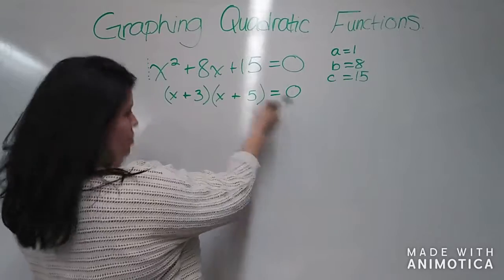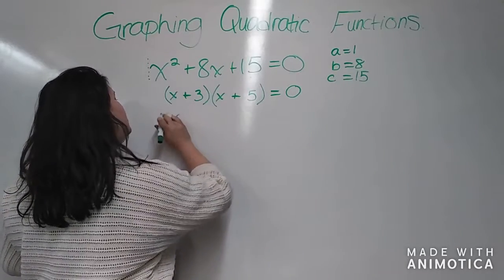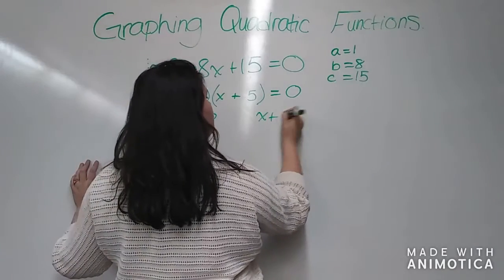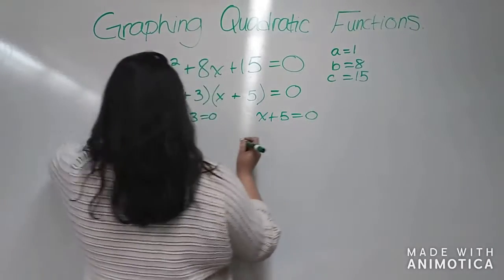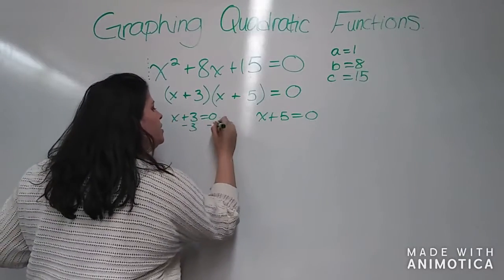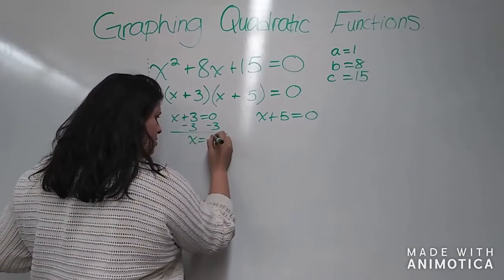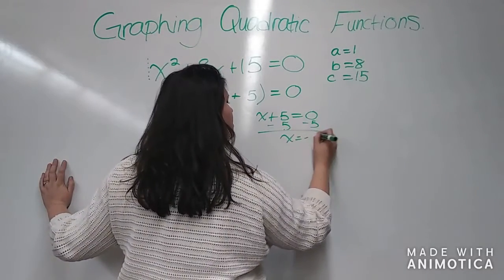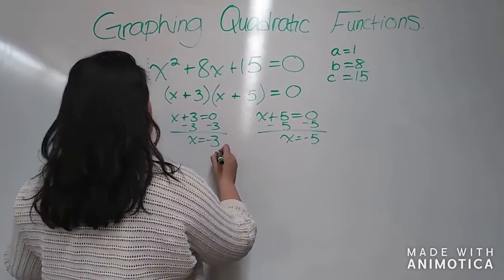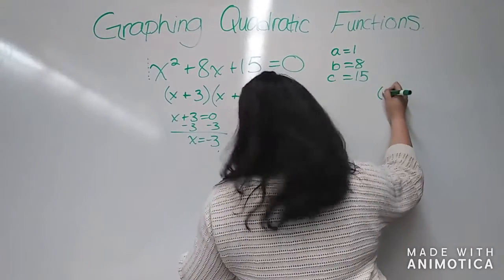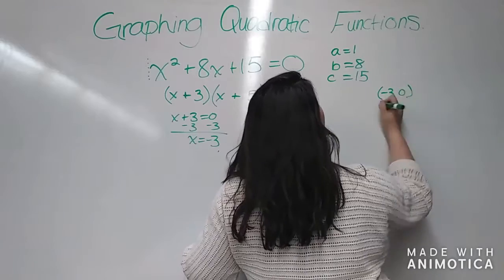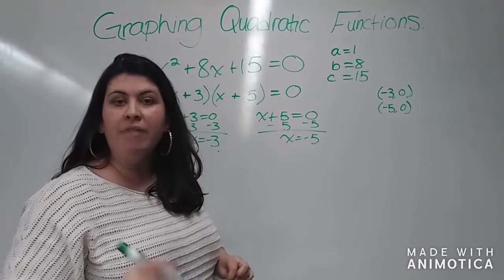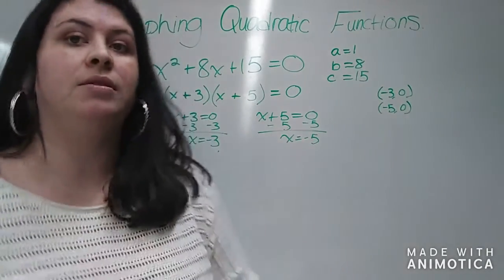Now if you remember, we set both of these equal to 0. And so, quick solution. Our coordinate points, I'm going to write these over here, are negative 3, 0, and negative 5, 0. There are the first 2 points to make a graph. Now we need to find the vertex.